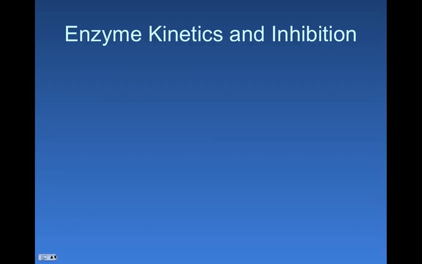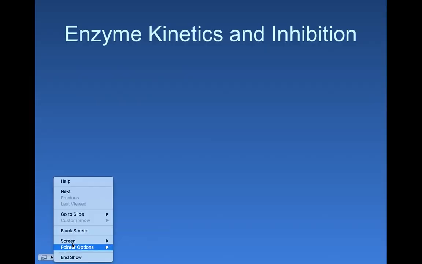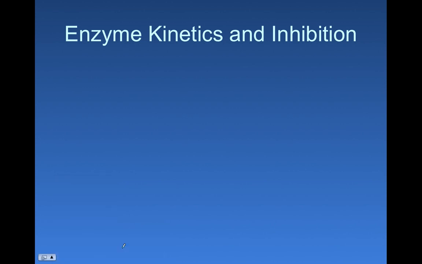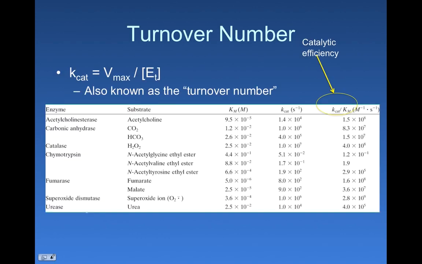We've talked about the derivation of the Michaelis-Menten equation, and we need to talk a little bit about some kinetic constants besides Km and Vmax. Now, Km and Vmax are the most important kinetic constants. However, there are some combinations of them that can tell us some important information about enzymes and let us compare them to each other to see which is the better enzyme.